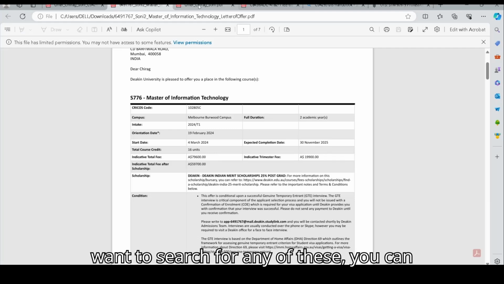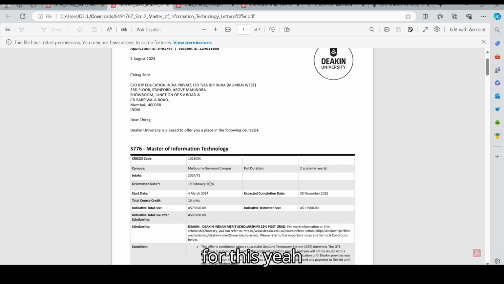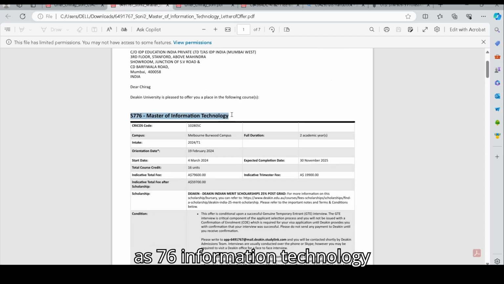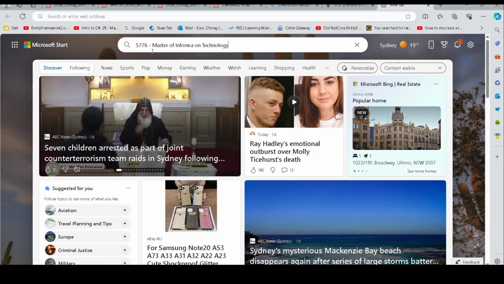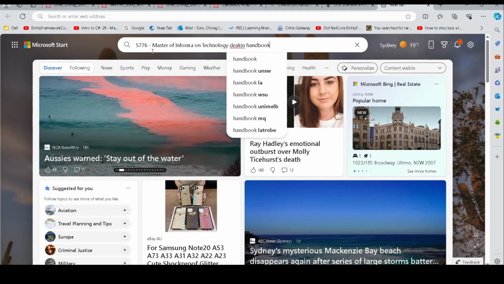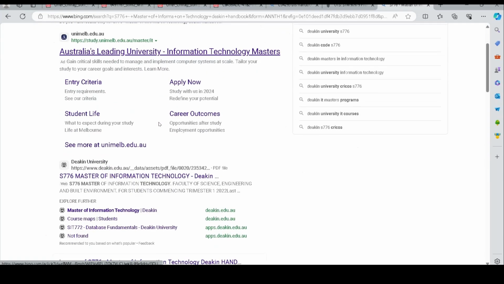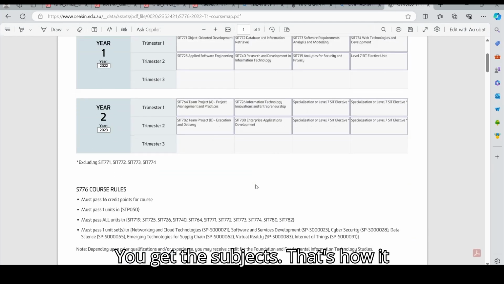Similarly, if you want to search for any of these, you can just copy the course name. Let's say for this it is S7226 Master of Information Technology, which is Deakin. So you can search Deakin handbook. See, you get the subjects. That's how it works.